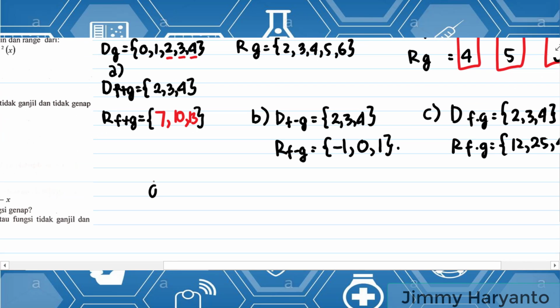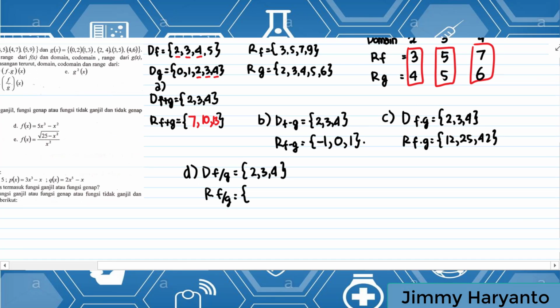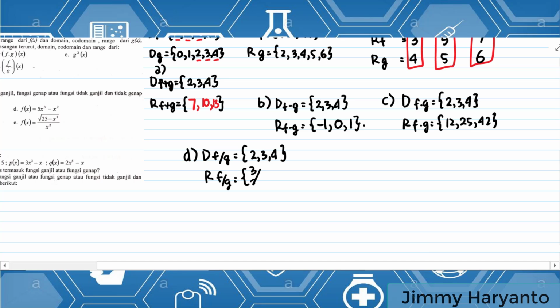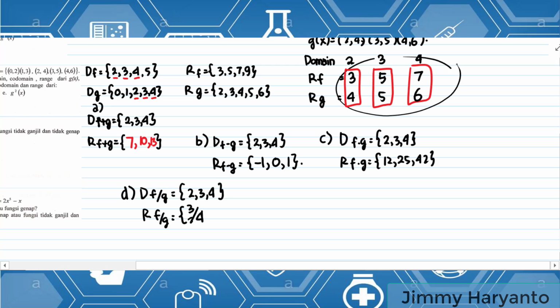And then D, you have to find the domain of f over g. Divide is also the same, the intersection, but for the range you have to divide them. Divide what? 3 and 4, it will be 3 over 4. Remember this one: 3 over 4, comma, 5 over 5, which equals 1, and then 7 over 6. That is the range of f over g.